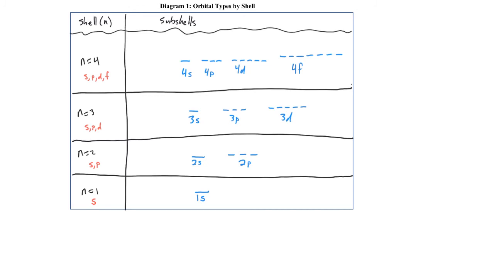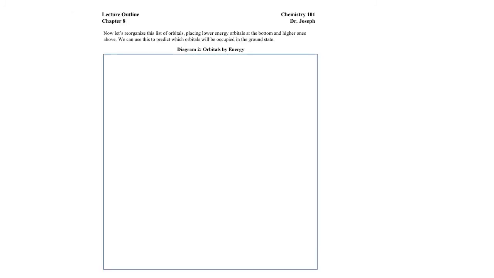So let's go to the next page, where we're going to organize the orbitals according to their energies rather than just by the shell alone, okay? So let's take a look at that. We're going to start by drawing a line on the left showing the energy so that we can place the orbitals by their energy levels. The top is going to be high energy and the bottom is going to be low energy.